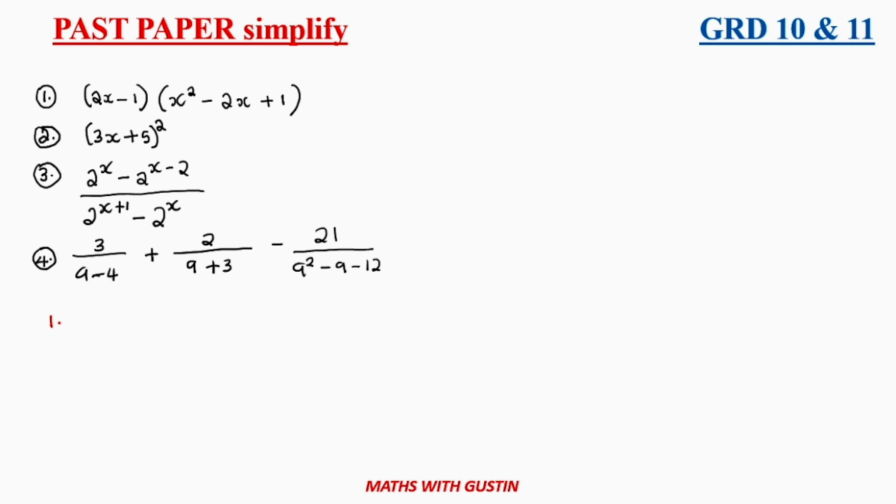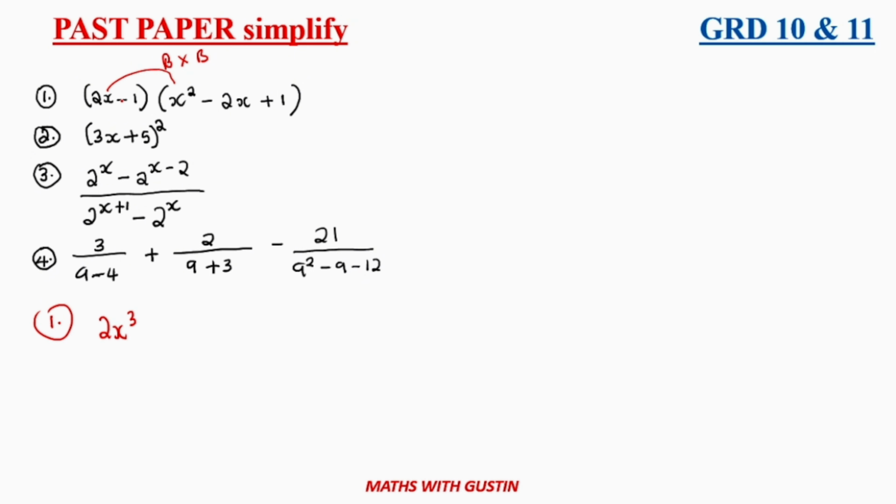Number one, what we have there is 2x minus 1 in brackets, times x squared minus 2x plus 1. What do we do in this case? If you're given something like that, the best thing to do is to remove the bracket. So we're going to say 2x. This is called a binomial, so you must multiply everything on the outside bracket with the ones on the other bracket. All right, so 2x times x squared is going to give us 2x cubed.